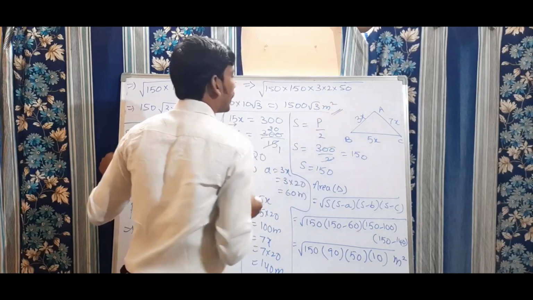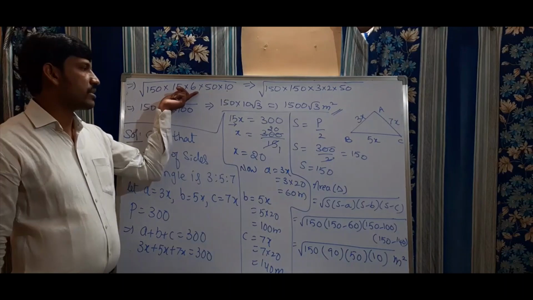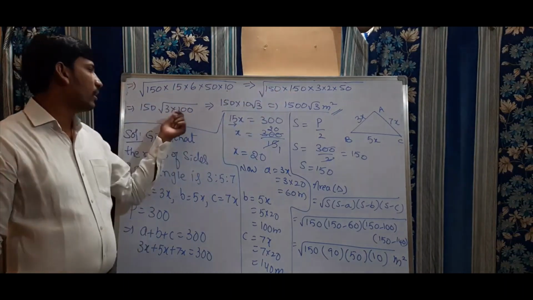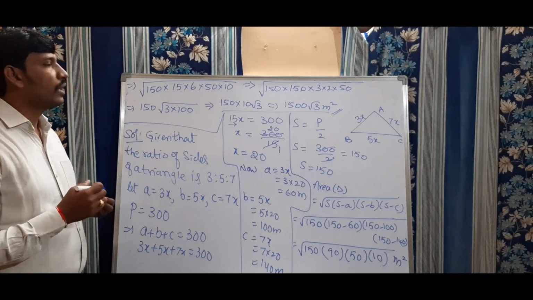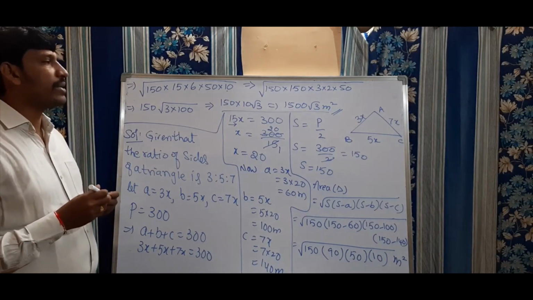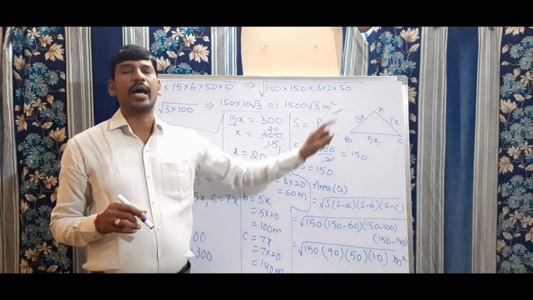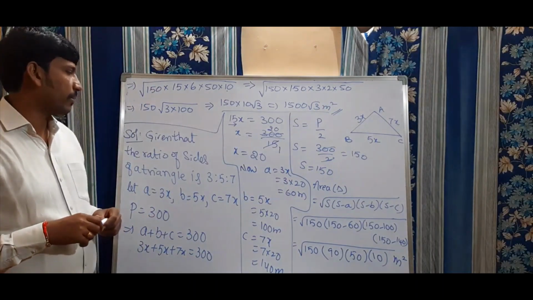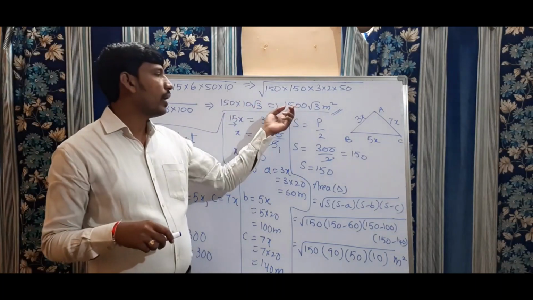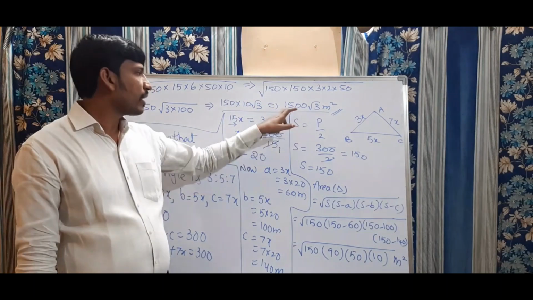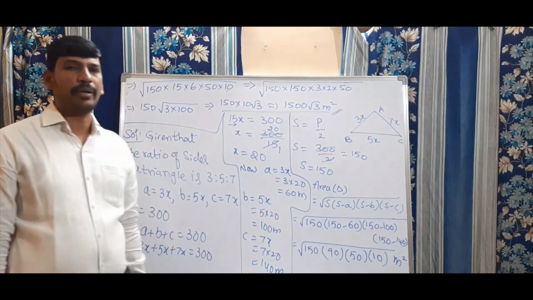That is your answer. You please write down first this step, next one this one, third, fourth, fifth. Clear? So therefore the area of triangle ABC is equal to 1500 root 3 meter square or square meters. Clear, my dears? Please write down the therefore statement. Therefore area of triangle ABC is equal to 1500 root 3 meter square. This is clear, my dears?